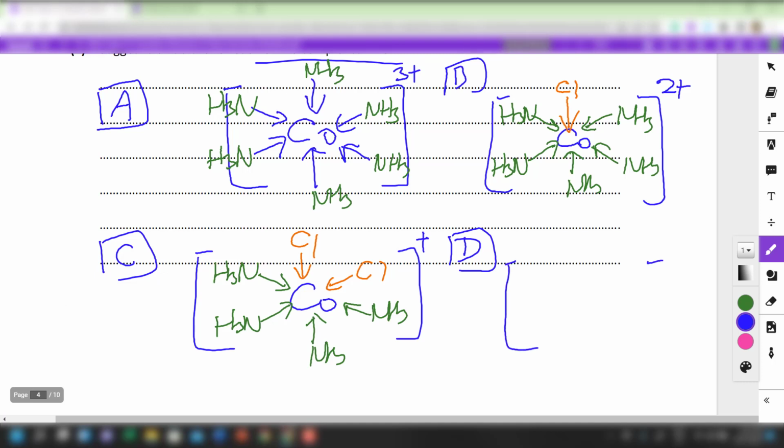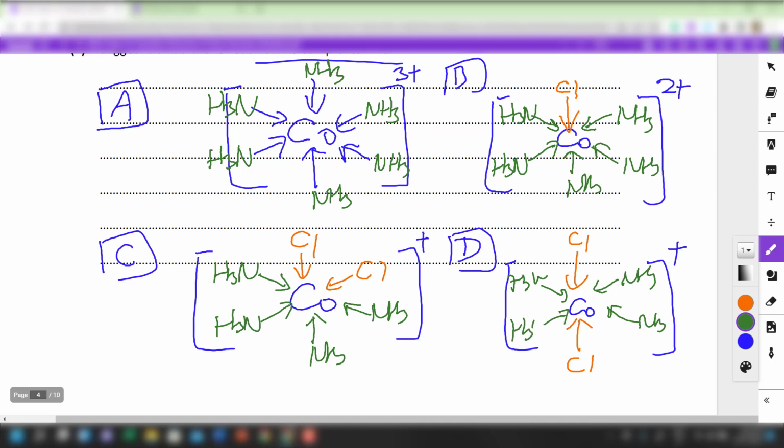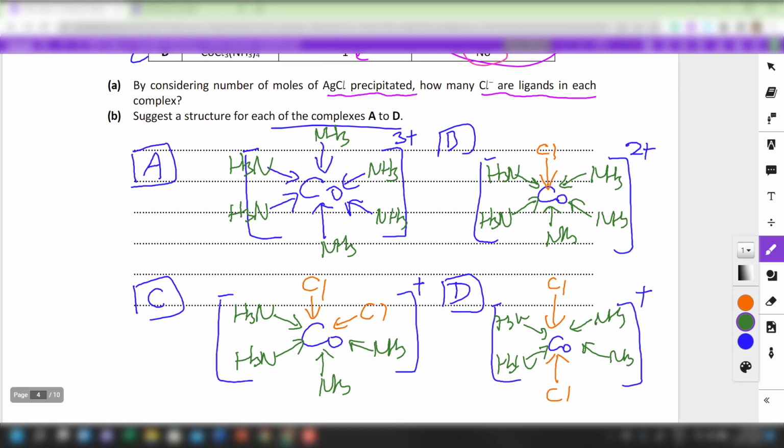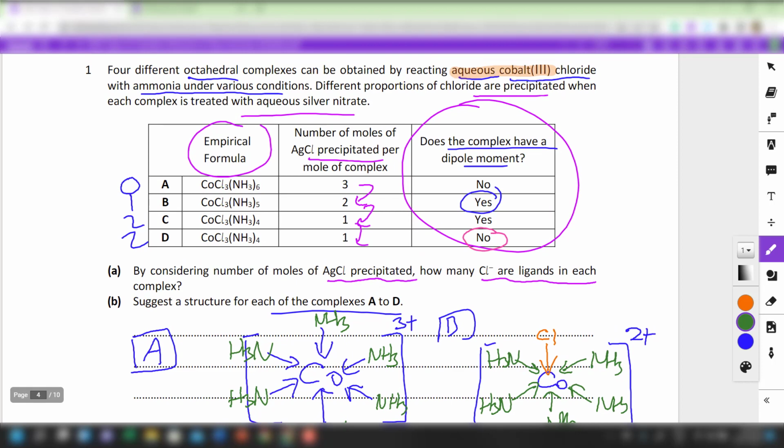Next I'm going to draw this out again with a plus charge and a cobalt center. In our case here for D, remember earlier on that there's no net dipole, so the two chloride ligands are opposite each other. So I'm just going to draw this out, NH3, H3N. These are the 4 complexes which you're supposed to draw for part B. Remember that for part B, you're supposed to suggest a structure for each of the complexes A to D. The question asks you for complex, they didn't ask you for compound.